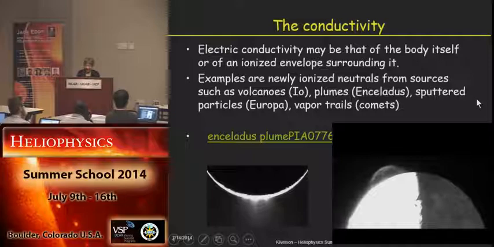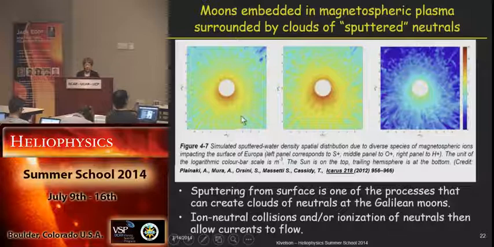So we have some very major sources of neutrals, like the volcanoes of Io and the plumes of Enceladus. There are also the possibility of neutral particles sputtered off the surface and vapor trails from comets. And here's an example of sputtering by particles of different energy. The left panel is showing what happens if sulfur plus ions are sputtering from the surface of Europa. This is a cut north-south and in the radial direction toward Jupiter.